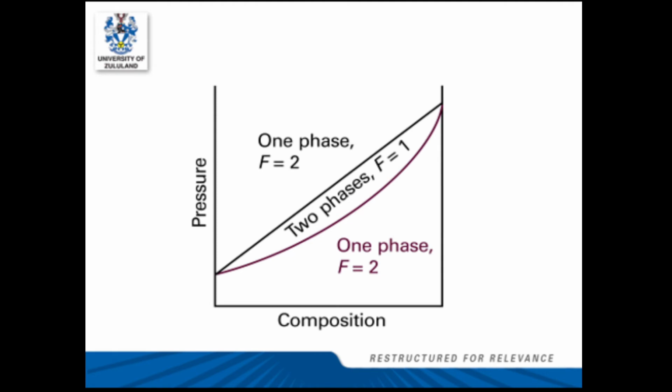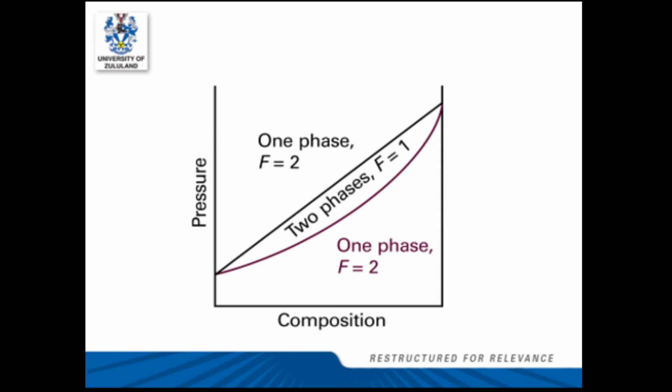So if you want to summarize the previous graph, this is how it can be summarized. We have the graph that shows the relationship between pressure as well as composition. For the upper part, from the previous graph, it was the liquid. It means we only have one phase in that instance. So when we have one phase, we know that F is equal to 2.